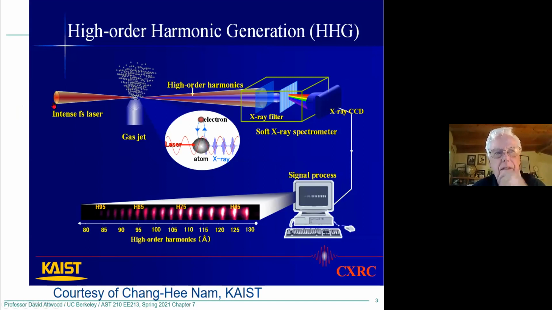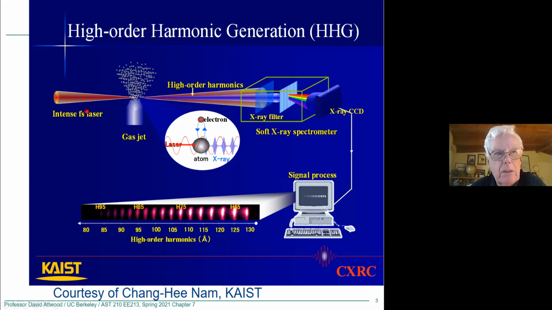There's an intense laser beam, typically a few to 50 or so cycles, femtoseconds, I should say. The most common one up to now has been a Ti:sapphire at 800 nanometers. It's focused into a gas, a collection of inert atoms: neon, helium, argon, things like that.